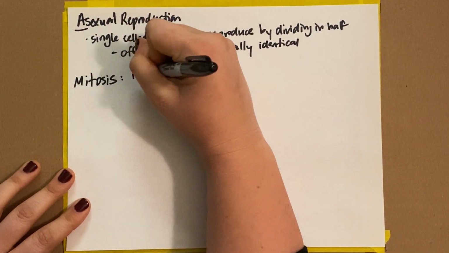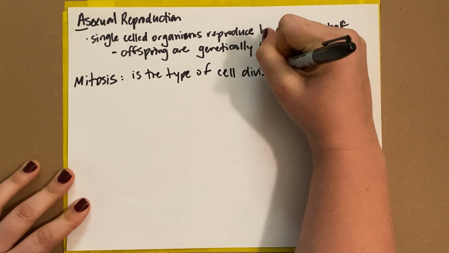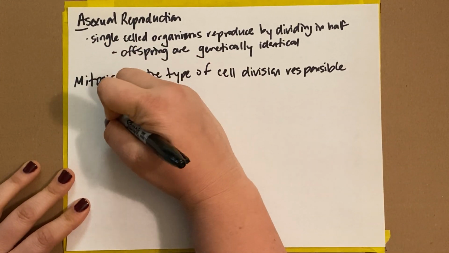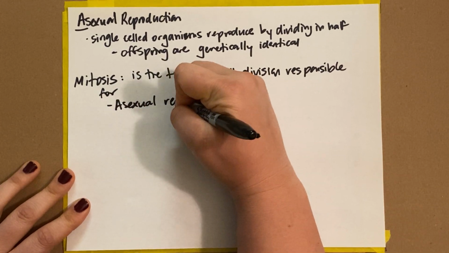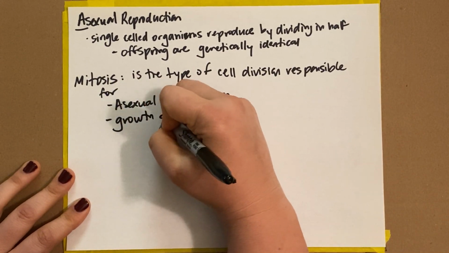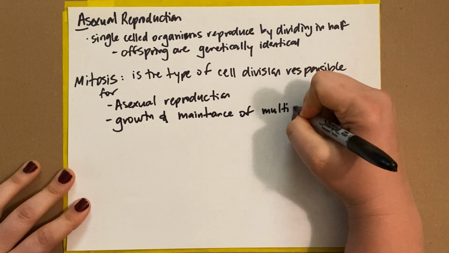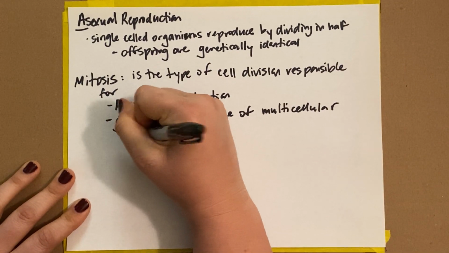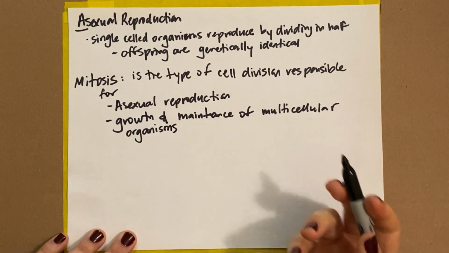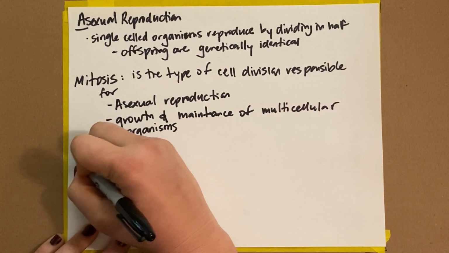So this is the type of cell division responsible for asexual reproduction and for growth and maintenance of multicellular organisms. So mitosis is what we're going to talk about first. We are going to talk about a different type of cell division, and this has to do with sexual reproduction.